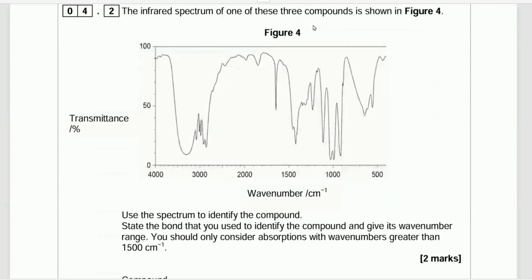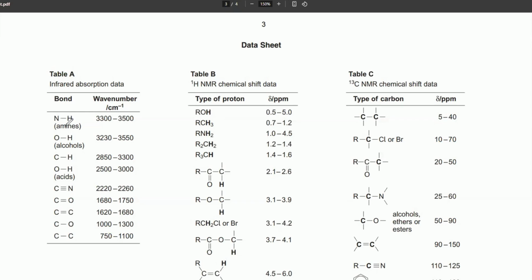4.2, the infrared spectrum of one of these compounds is shown in figure 4. Transmittance, we've got the wave number. Use the spectrum to identify the compound. State the bond that you used to identify the compound and give its wave number range. You should only consider absorptions with wave numbers greater than 1,500. They don't want us looking at any of these parts here. So what we're going to do, we're going to need to find a little data book, which is over here. Look what we find.